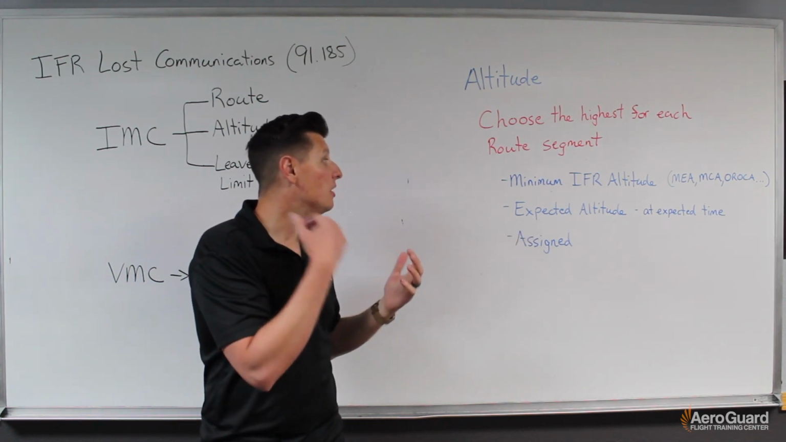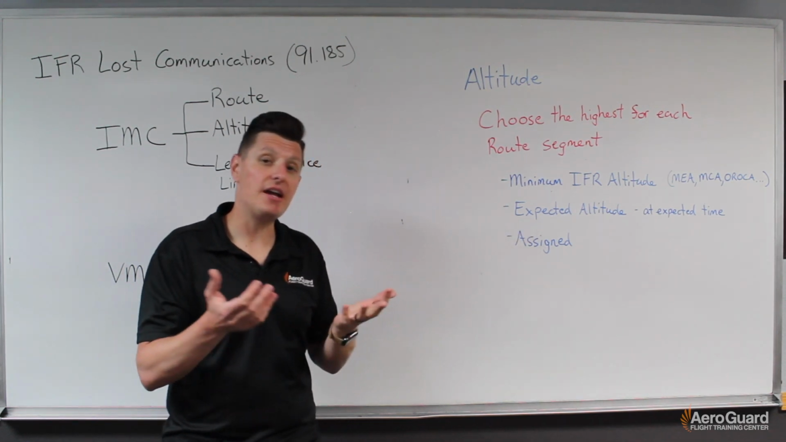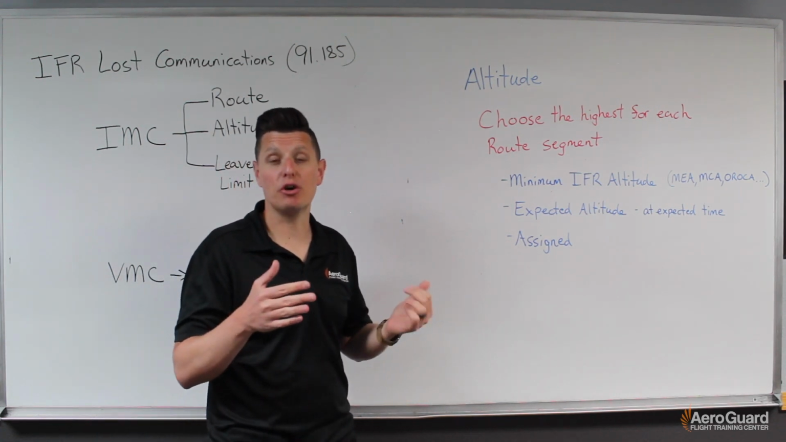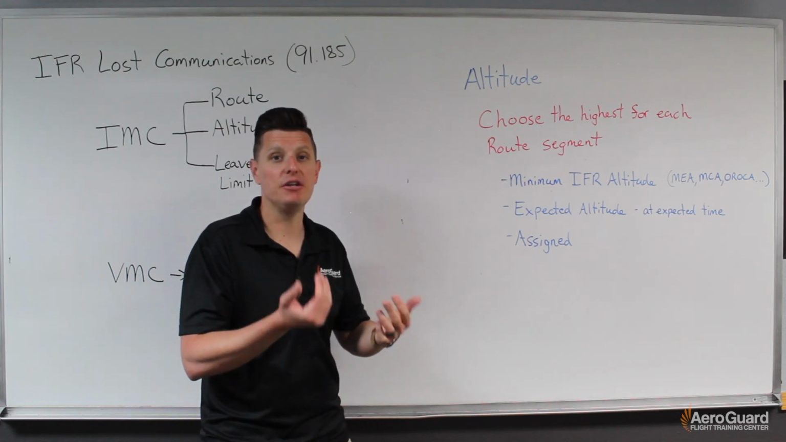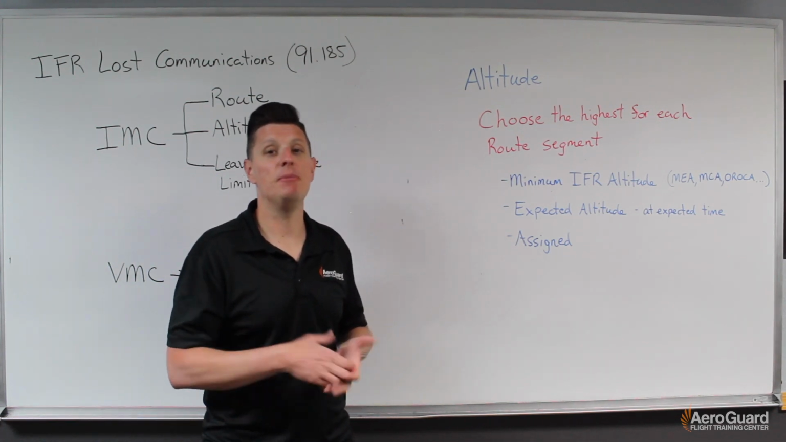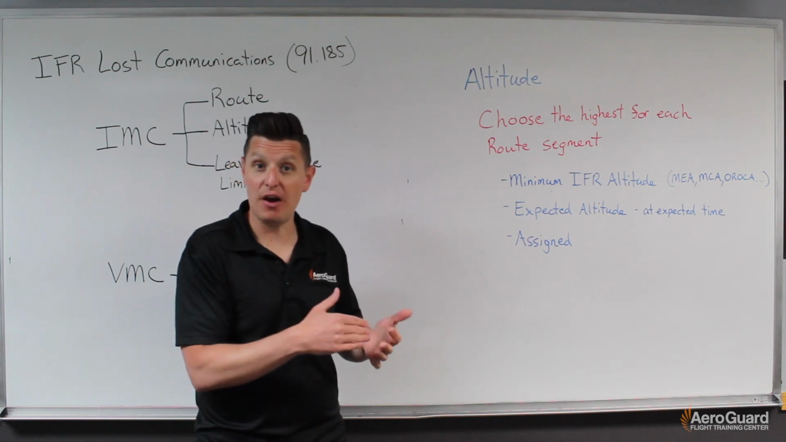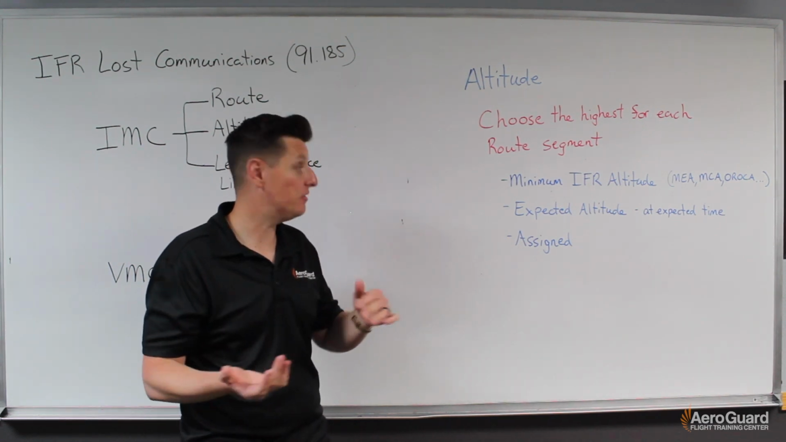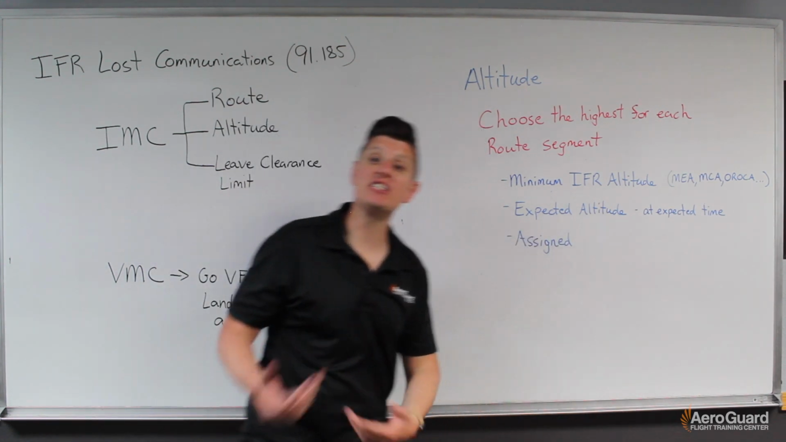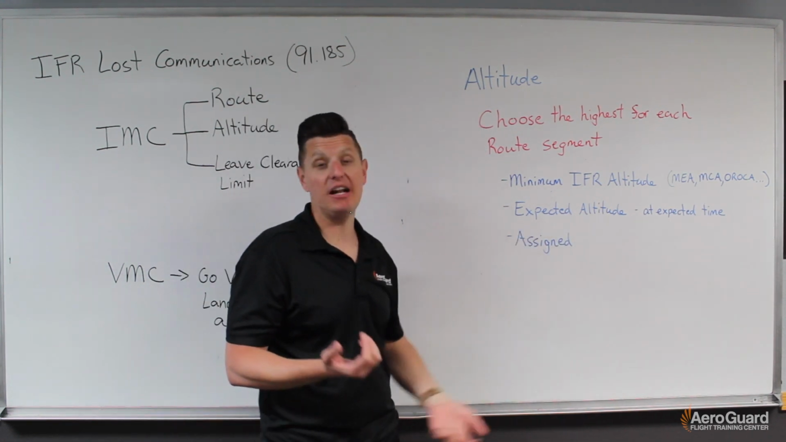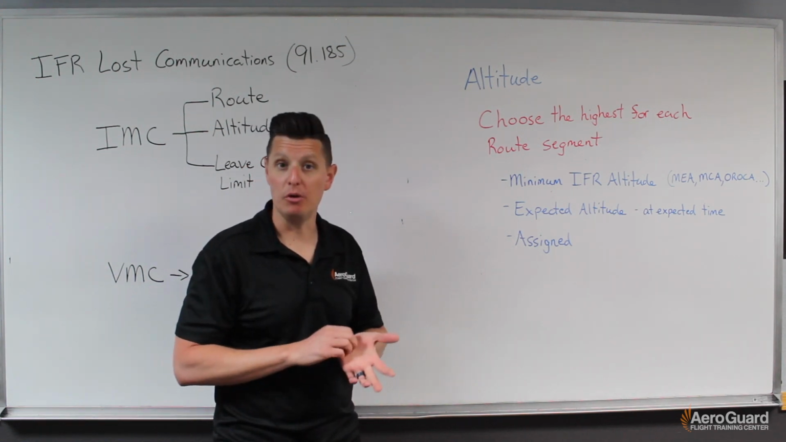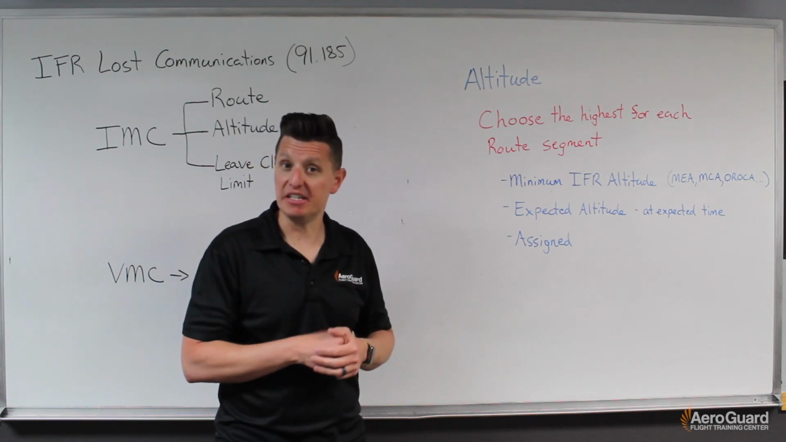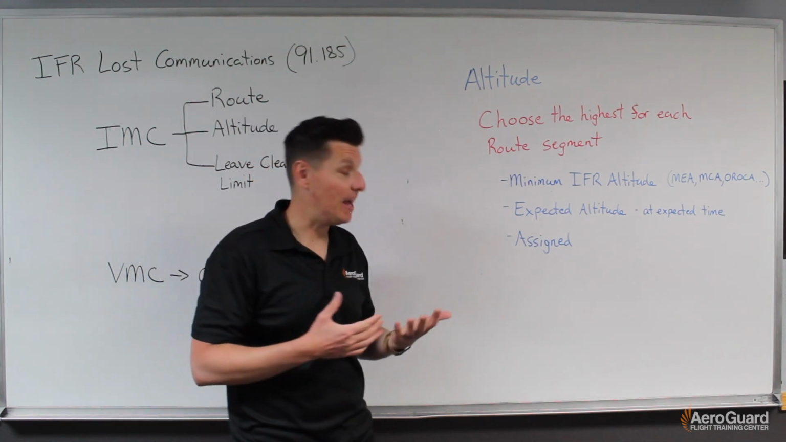Next is an expected altitude. So if ATC told us to expect, for example, they gave us an instruction like climb and maintain 5,000, expect 10,000 in 10 minutes. Well, then our assigned is 5,000 and our expected altitude is 10,000 in 10 minutes. After those 10 minutes have expired, that expected altitude becomes valid and that's the altitude that would be in play. Assigned, obviously, is whatever ATC has issued you as an altitude to fly at.